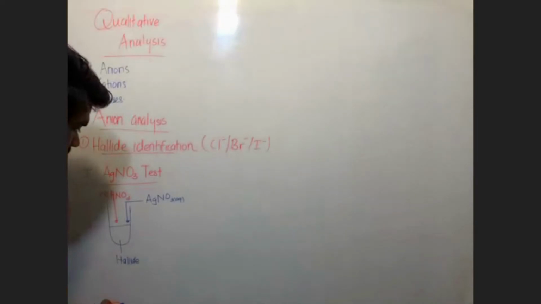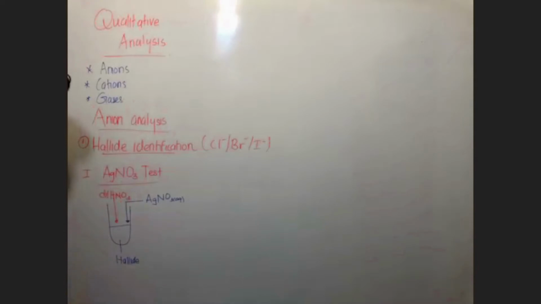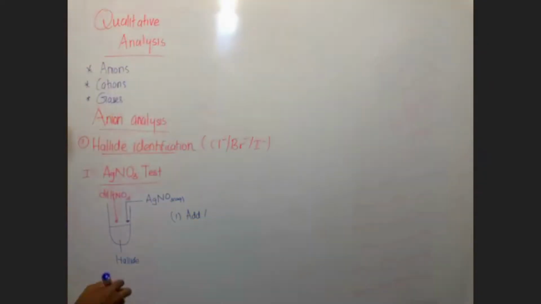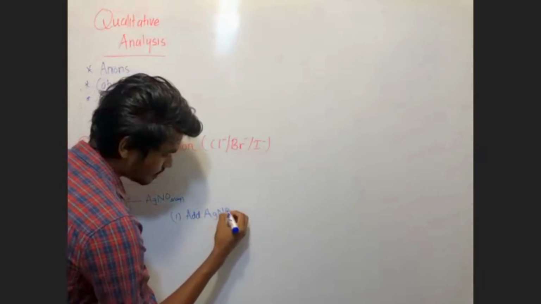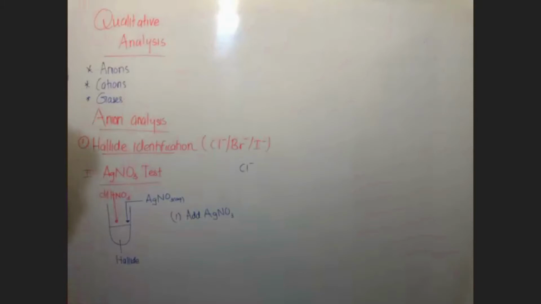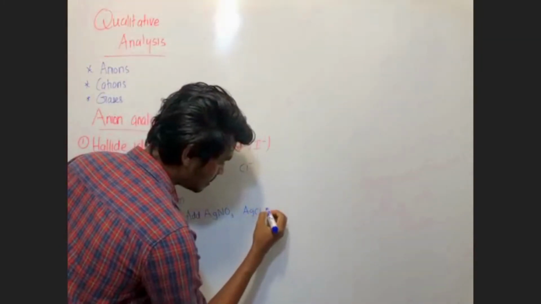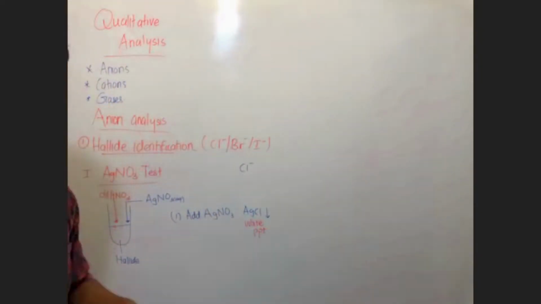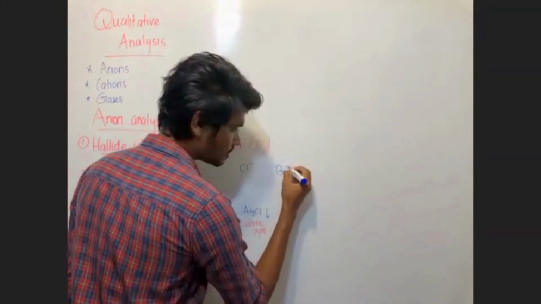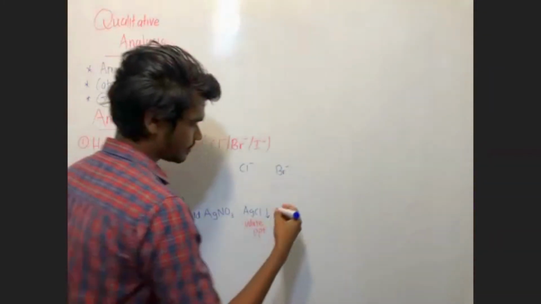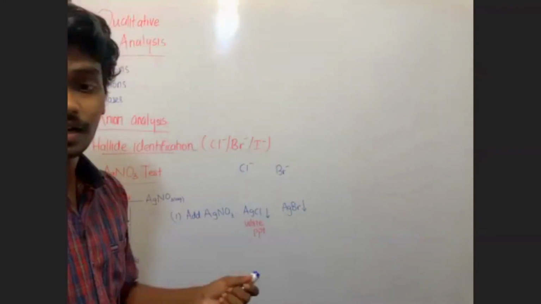First of all, you add dilute HNO3. Along with that, you add silver nitrate to the solution where the halide is there. If Cl minus is there, it will show a white color precipitate, AgCl. This is going to be a white color precipitate. If it is Br minus, what will be the color? Yellow. AgBr is going to be light yellow.